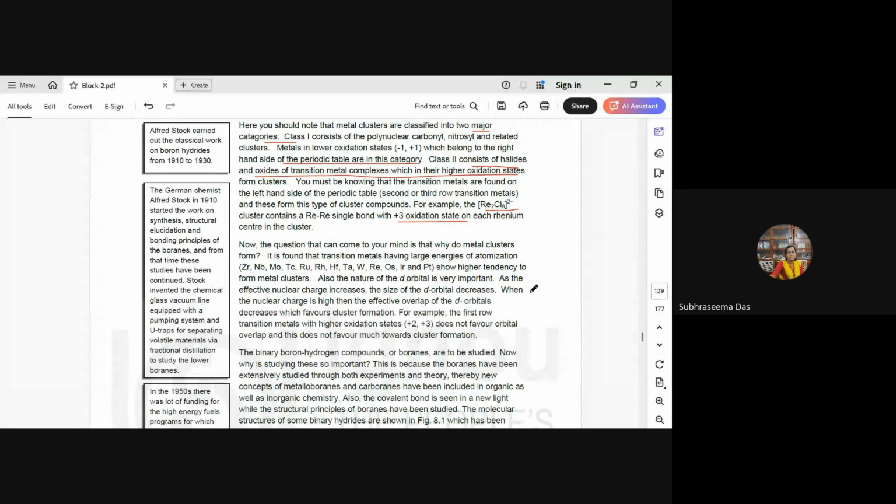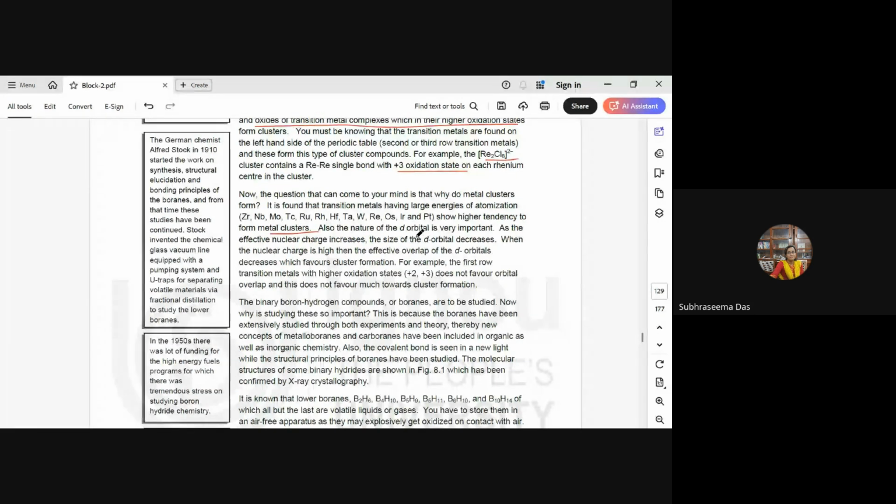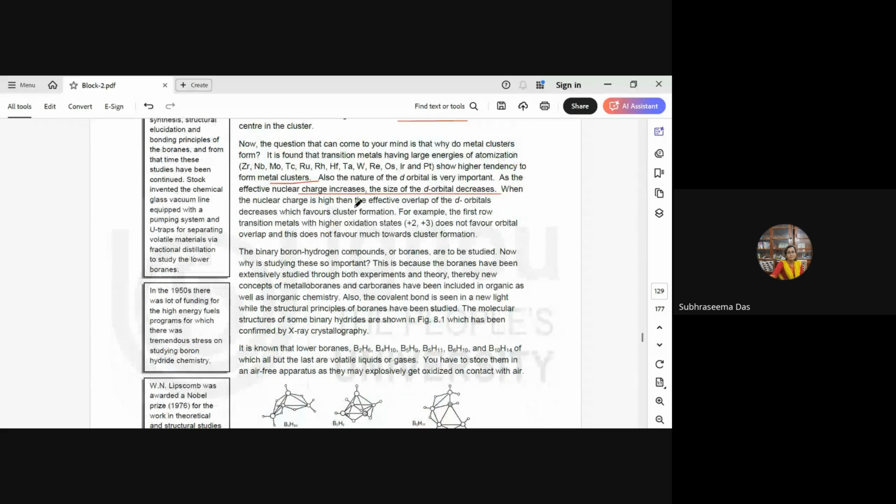Then the first question that arises is, why do metals form clusters? Because the transition metals have large energies of atomization, they show higher tendency to form clusters. Also, the nature of the d orbital is very important. As the effective nuclear charge increases, the size of the d orbital decreases. So when the nuclear charge is high, the effective overlap of the d orbital decreases, which favors the cluster formation. The first row transition metals which have higher oxidation state of +2 and +3 do not favor orbital overlap, and that is why they do not form clusters.